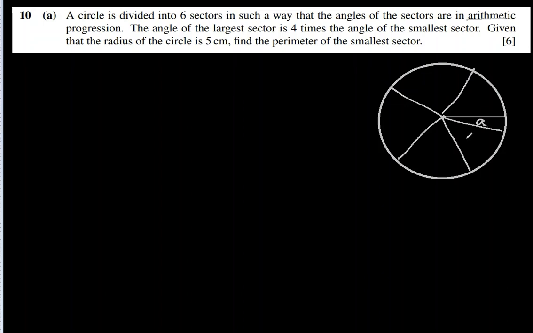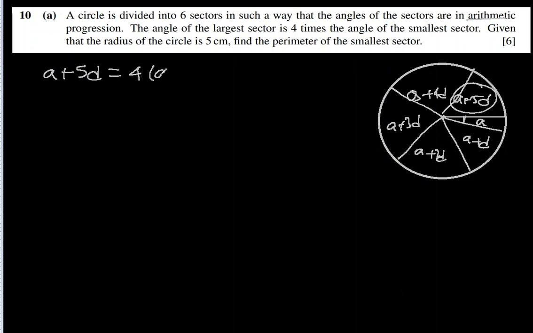This is A, this will be A plus D, this will be A plus 2D, similarly A plus 3D, A plus 4D, and A plus 5D. Alright, these are the 6 parts. The angle of the largest sector is 4 times. A plus 5D is the largest sector. The angle here is 4 times the angle of the smaller sector, this one. So A plus 5D is 4 times the smaller sector A.